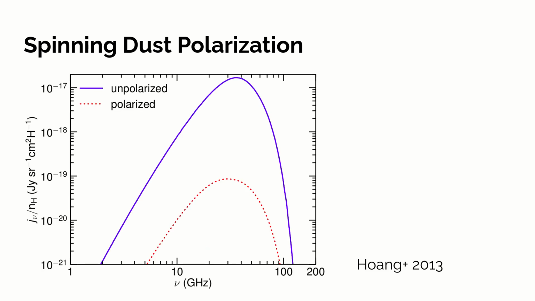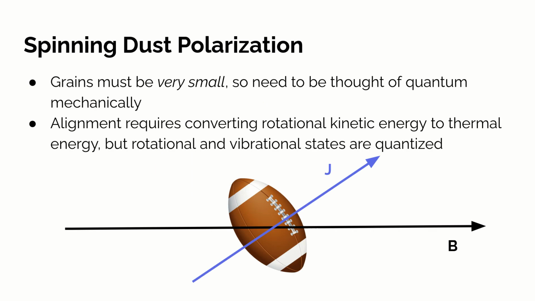But looking at Huang et al. 2013, where they have walked through the spinning dust model and made some predictions, you can see that the expected level of polarization, just by eye, is less than 1% here, so not very polarized at all. This is really due to the grains being very, very small. And as such, it's very easy to kick these grains back out of alignment.